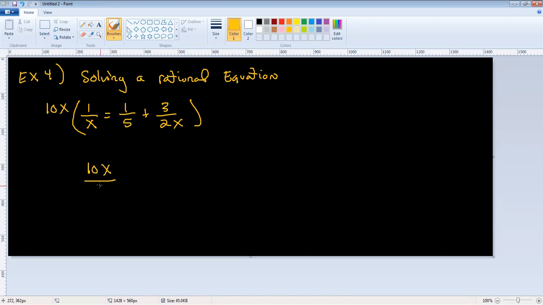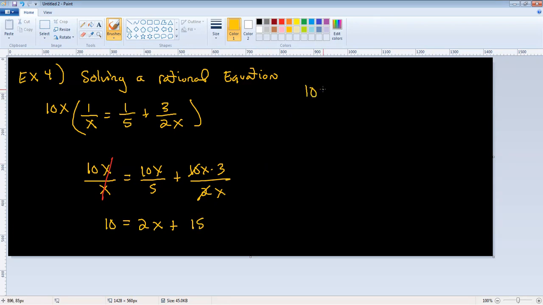So this is 10x over x. This is going to be 10x over 5. And this is going to be 10x times 3 over 2x. If we reduce this, okay, let's see here. So this is going to cancel here. If we reduce this thing, we get 10 is equal to 2x plus, 2 goes into 10 5 times. Okay, 5 times 3 is 15, and this x over this x is going to cancel.